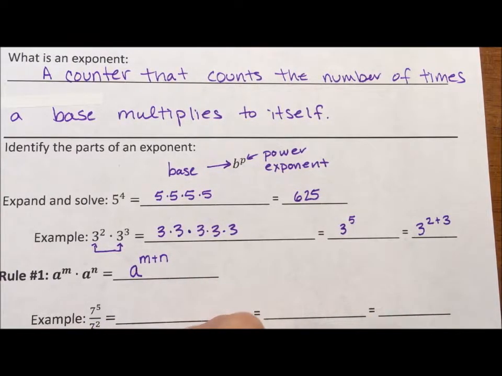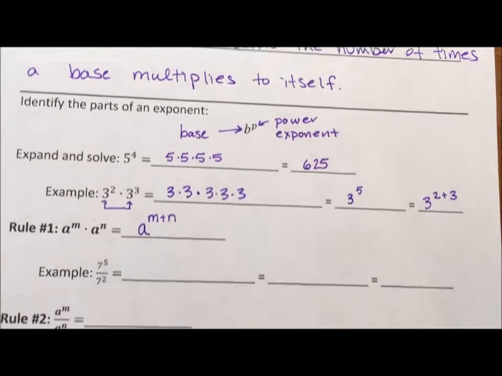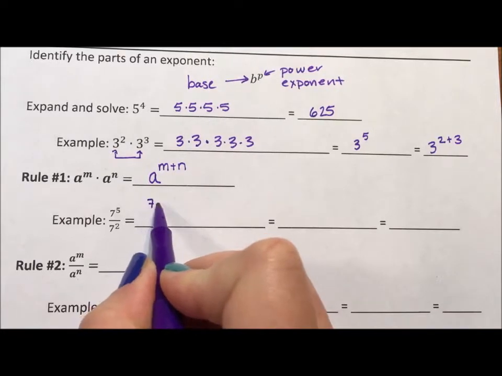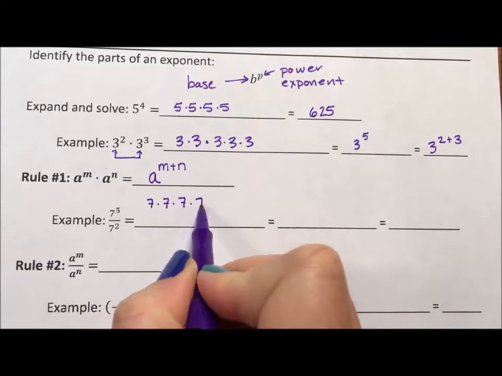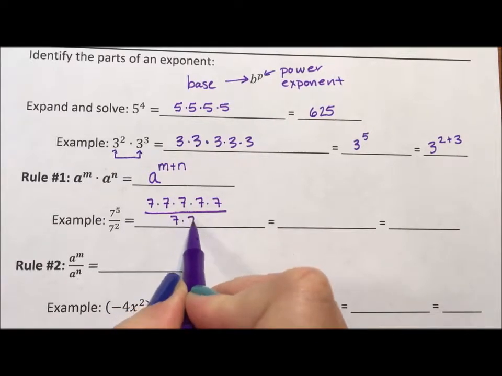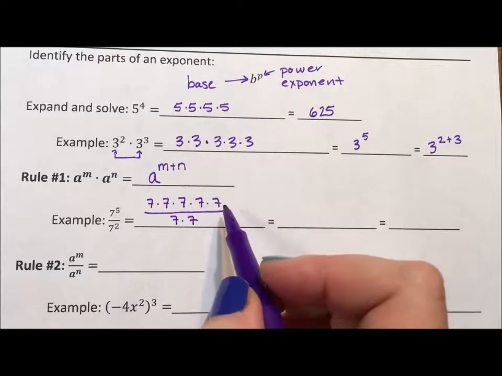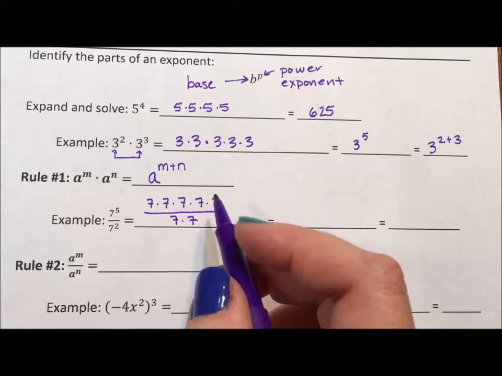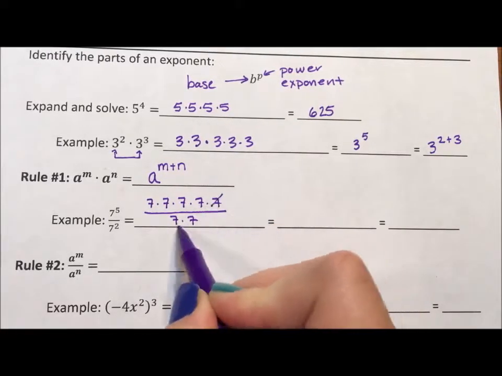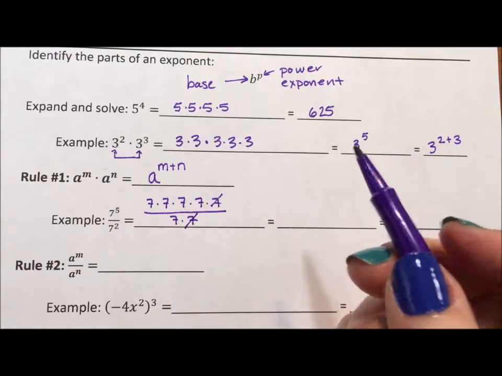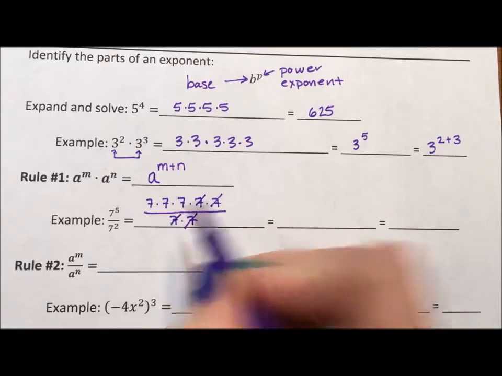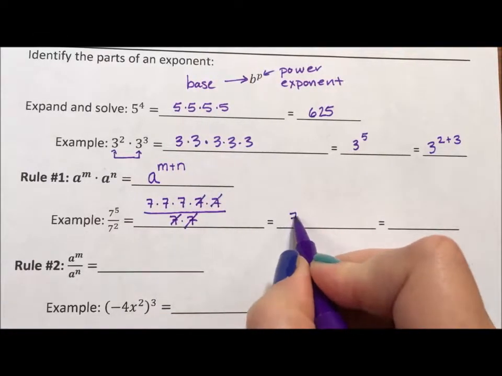What happens when we divide the bases? The bases have to be the same. None of this works if the bases aren't the same, and you'll see why in a second. This is the equivalent of 7 times 7 times 7 times 7 times 7, 5 sevens in the numerator, 2 sevens in the denominator. Fractions are just division, so anything with multiplication and division, no addition or subtraction, is pretty seamless, which means every 7 in the numerator can divide with a 7 in the denominator. 7 divided by 7 is 1. 7 divided by 7 is 1, which leaves me with 7 cubed.